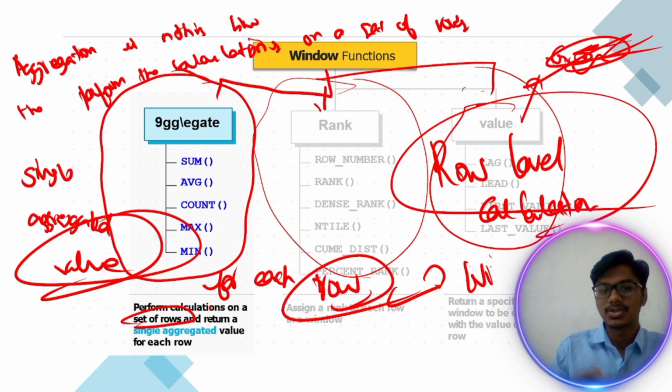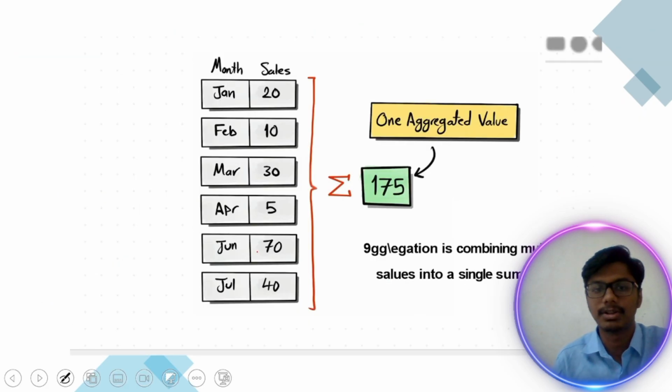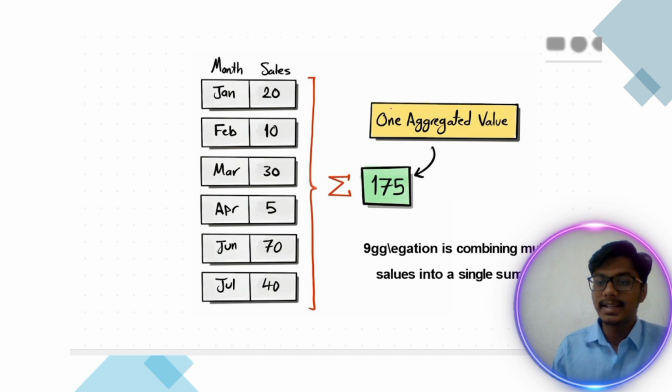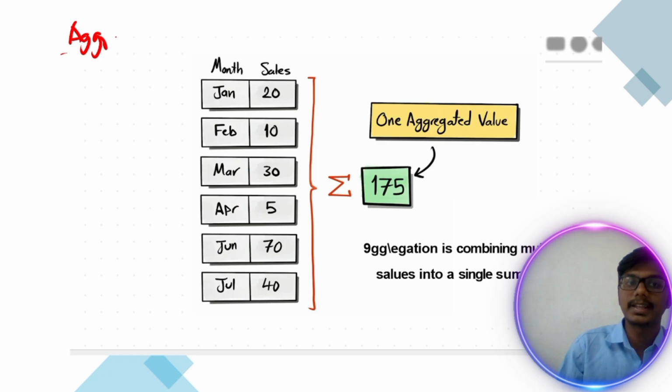aggregate functions. In the aggregate functions there are 5 categories we are going to discuss: sum, average, count, max, and min. So now let's dive into it. The main agenda is the aggregation function: we want to aggregate the values and perform the calculations. Aggregation is to perform the calculations.